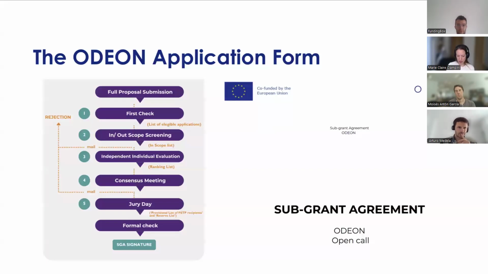Following this process, the applications will be taken to a consensus meeting. This consensus meeting brings together the selection committee. So these are technical partners from the ODEON project, who will take a look at the ranking list provided by the experts. The consensus meeting concerns looking at this ranking list with a top-down approach, meaning the highest ranking proposals are discussed first, and these proposals need to be above threshold.